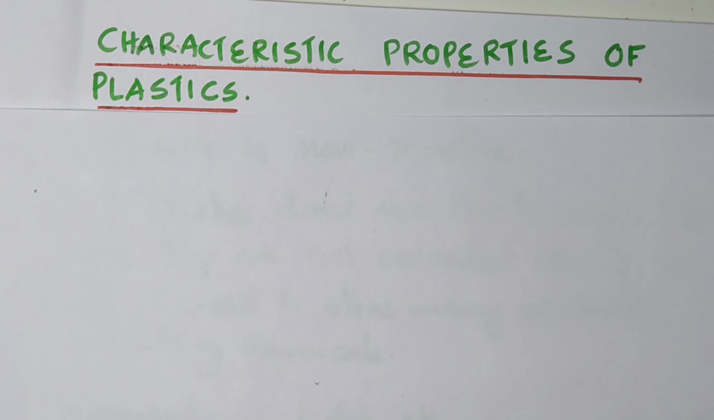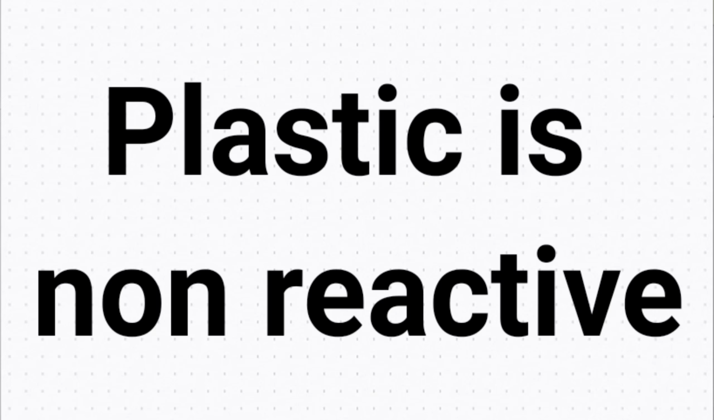Next it is characteristic properties of plastics. We have already seen the properties of plastics. Again we are repeating. First property of plastic is that plastic is non-reactive. This point we are discussing for the first time. That is, plastic is non-reactive. That means plastic is very stable.